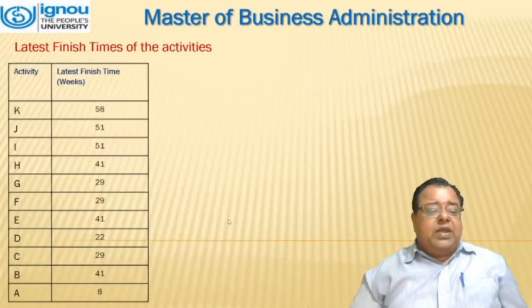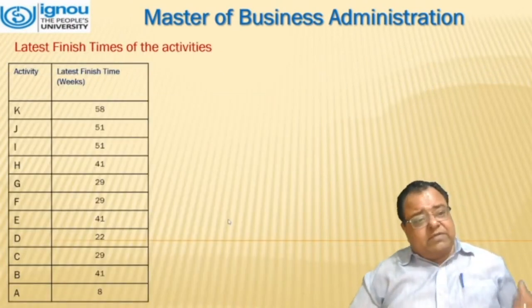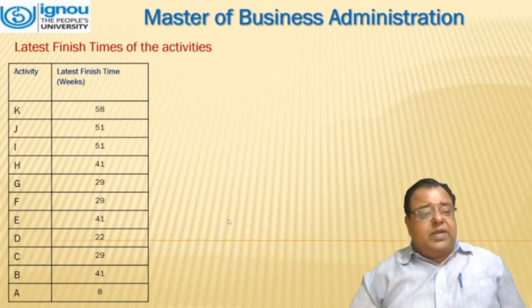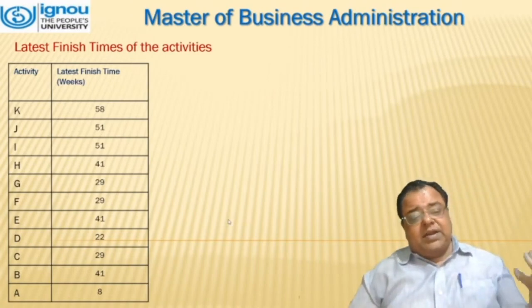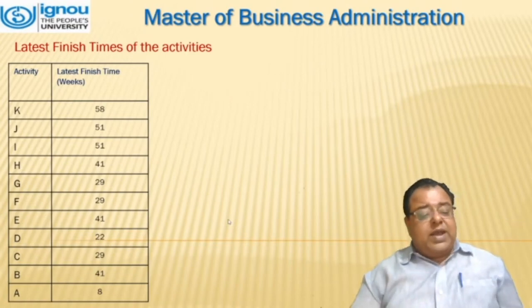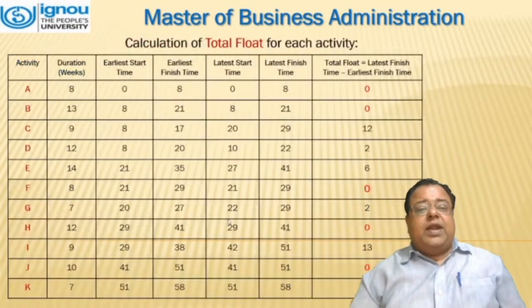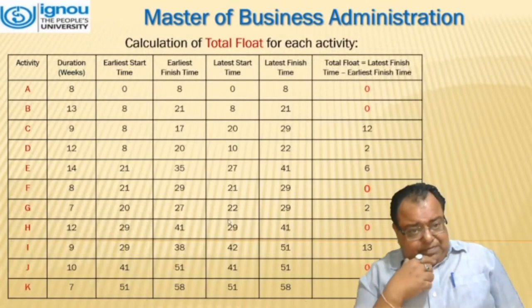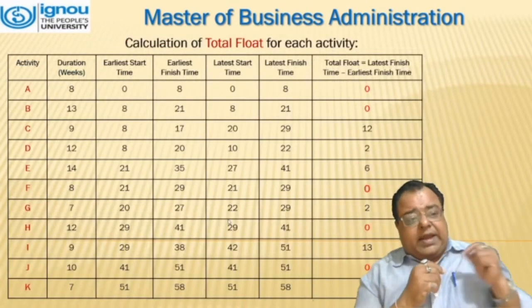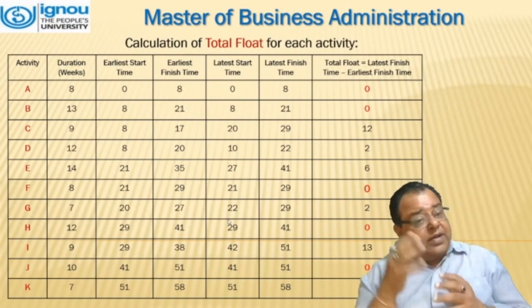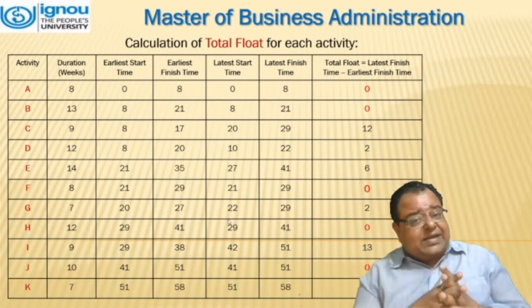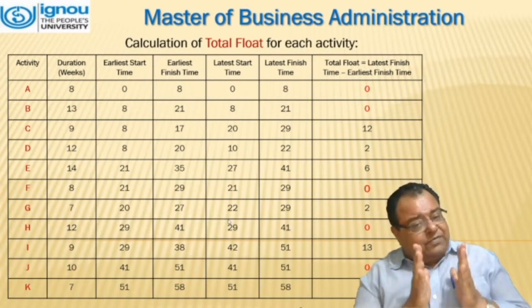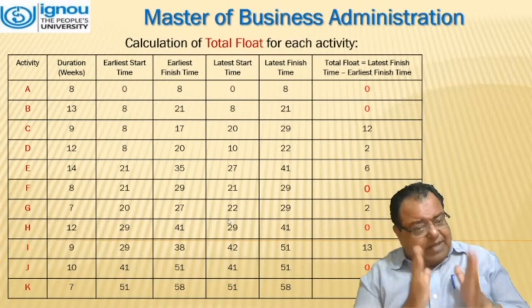So similarly, we will be drawing another diagram which will be related to the latest finish time. That means for all activities in the reverse, 58, 51, 51, 41, 29, 29, 41, 22, 29, 41, and 8. Now, the complete diagram is placed over. Activities, duration in weeks, earliest start time, earliest finish time, latest start time, and latest finish time. This is what we have tabulated.